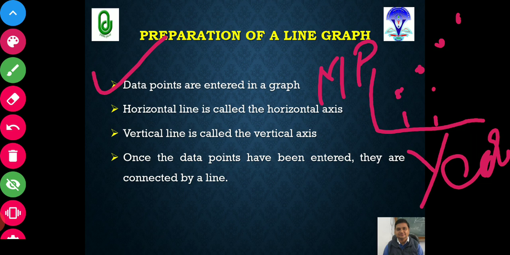Now the horizontal line is called the horizontal axis, so this year represents the horizontal axis. The vertical line is called the vertical axis, and this milk production is the vertical axis. Once the data points have been entered, they are connected by a line. So now I will connect these data points with a line. This is how a line graph is prepared. I think this preparation of a line graph is clear to all of you.